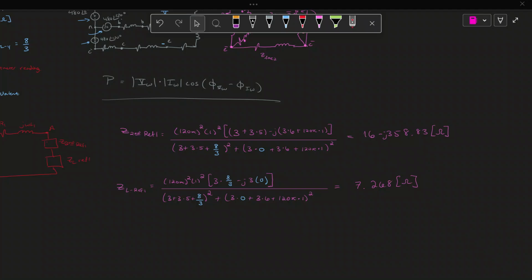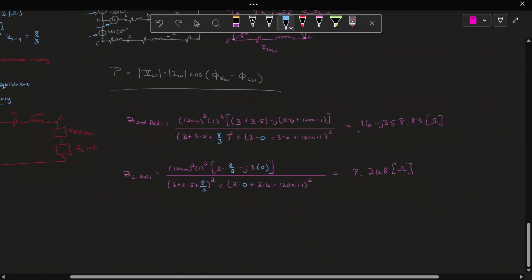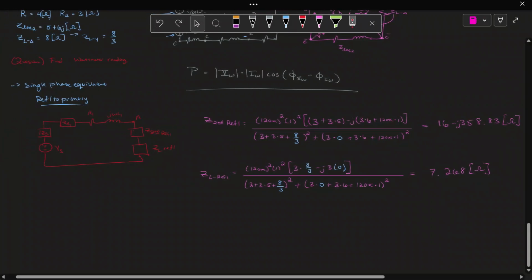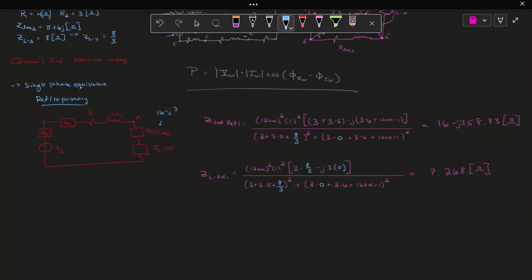Okay, so these are the values I got, and we notice here this value is mighty large, I should say, compared to this resistance at least. So we know we have a 16 minus j358.83 right here. This is 16 minus j358.83. So that's our 16, and then this is 7.268 ohms here. All right.